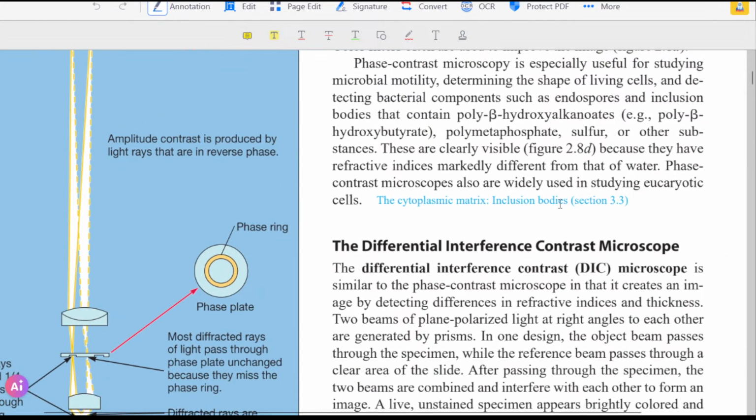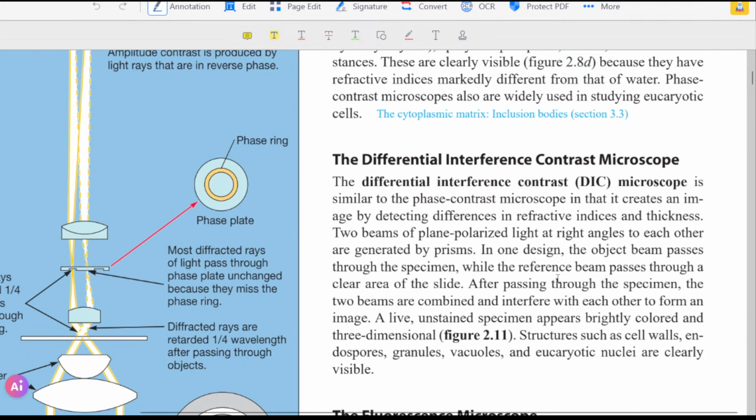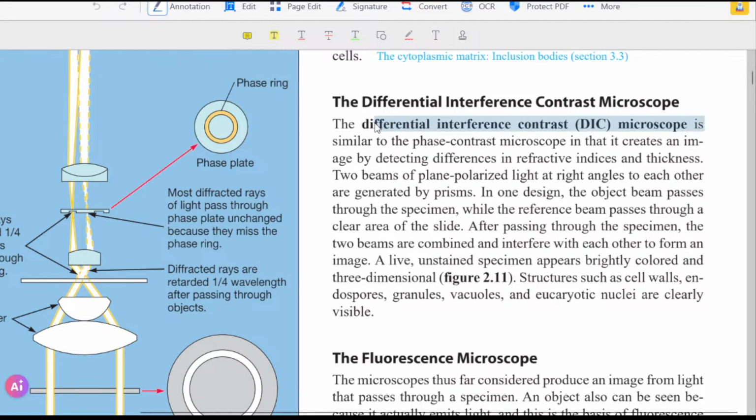Right, so the differential interference contrast microscope. The differential interference contrast microscope, DIC microscope, is similar to the phase contrast microscope in that it creates an image by detecting differences in refractive indices and thickness. They are saying for now it works the same because it detects the differences in refractive indices and thickness, and by thickness they mean the density, right? Two beams of plane polarized light, at right angles to each other, are generated by prisms.